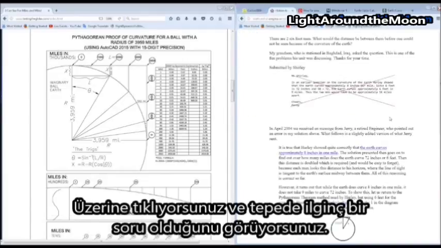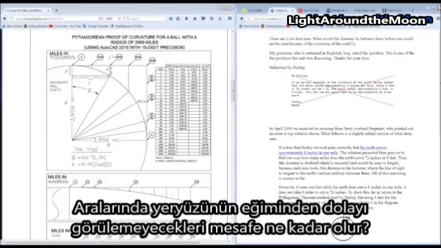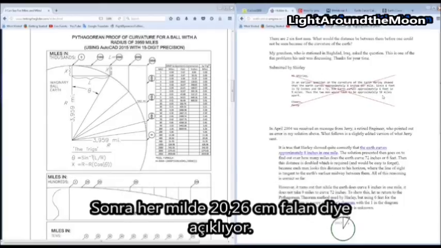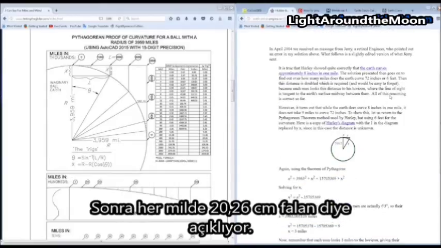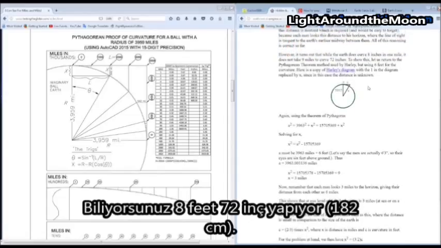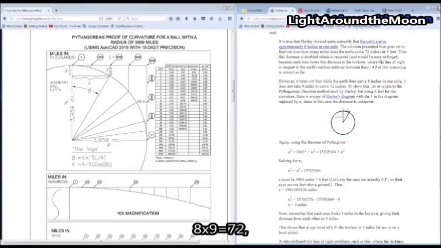So you click on this, and there's an interesting question posed here at the top. There are two 6-foot men. What would the distance be between them before one could not be seen because of the curvature of the Earth? And apparently this person, Shirley, had a grandson who was stationed in Baghdad, Iraq, who was asking the question. And he goes to explain, it's 8 inches per mile, blah, blah, blah, but 6 feet is 72 inches. So 8 times 9 would be 72.